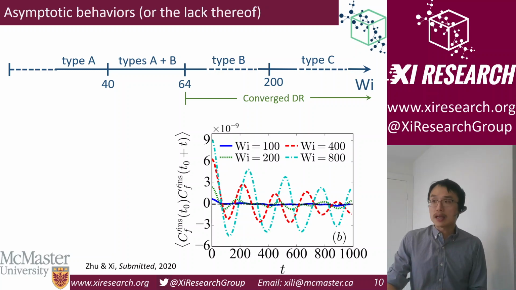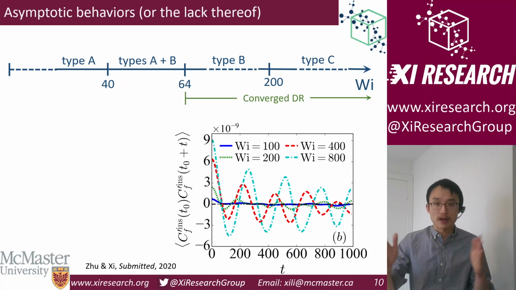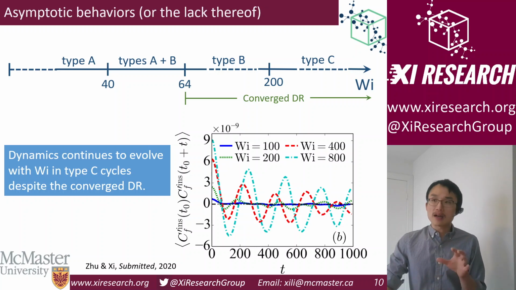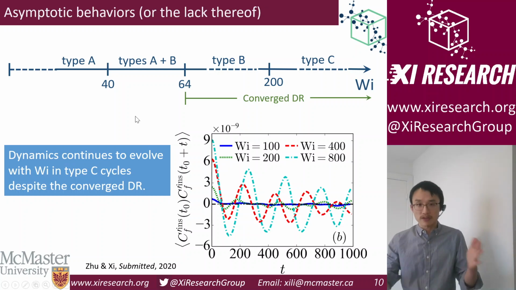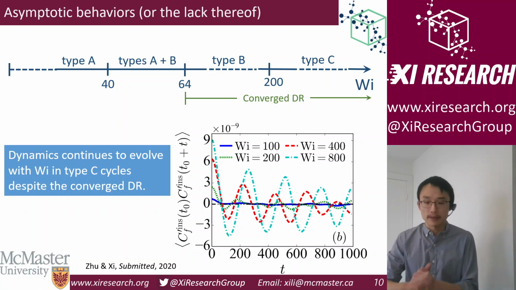What's interesting here is that as you increase the Weissenberg number from 200 to 400 to 800, the fluctuation keeps on increasing, and the period becomes longer and longer. So even the type C dynamics keeps on changing as you increase your Weissenberg number. So behind the seemingly converged level of drag reduction in MDR, the underlying dynamics keep on changing. So it is not one unique flow state that's mapping to MDR. It is a series of different dynamics which keep on changing with increasing Weissenberg number.